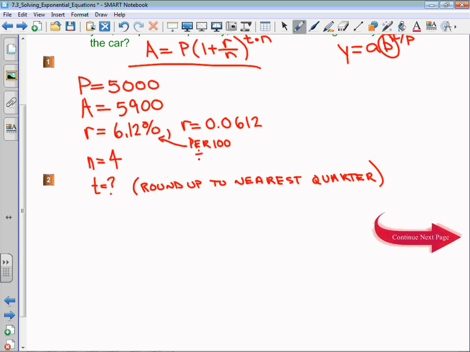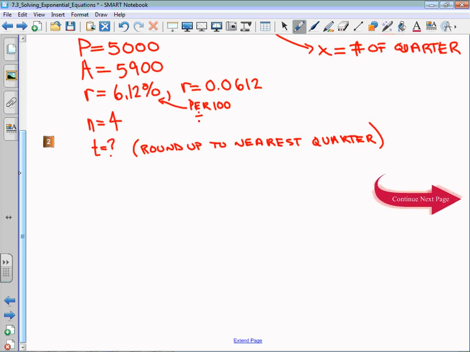Now, what some students will do is instead of this t times n, they will use an x, where x would be the number of quarters. And I don't mind that, but I would much rather, because it gives the annual interest per year and stuff like that, keep this in the unit that they give us. All right, now this is a tricky question because we're going to put these numbers in and it's going to appear like we hit a bit of a brick wall.